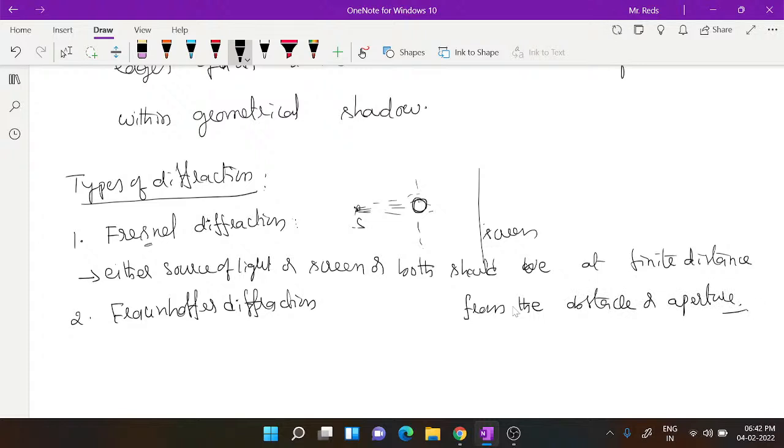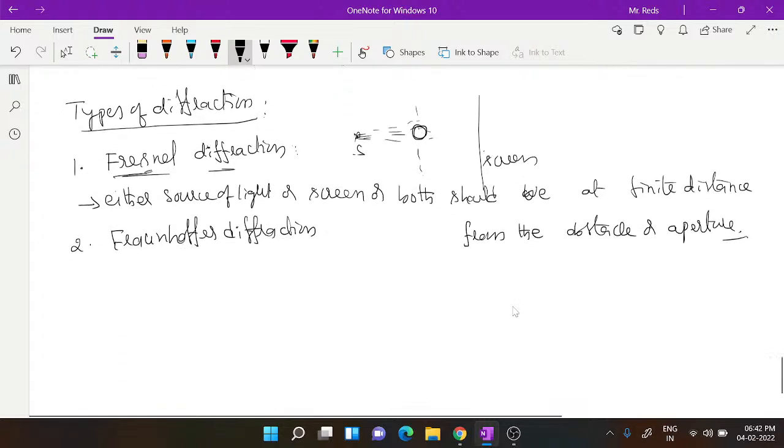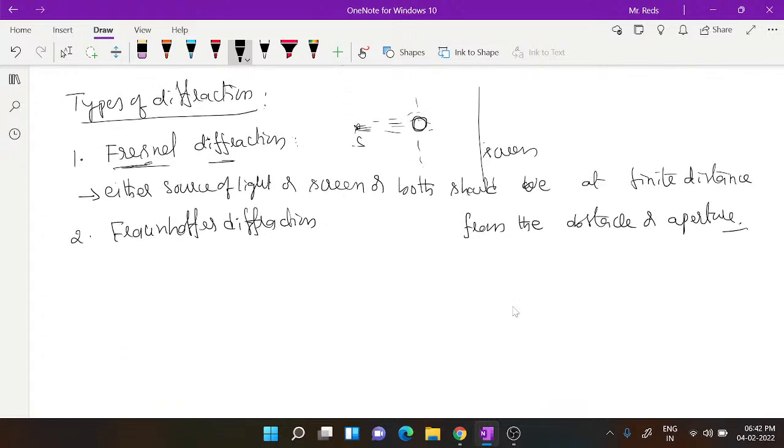Okay, right? So we can say if the source or screen or both are at finite distance, the obstacle or aperture can be called a diffracting device. Such diffraction will be called Fresnel diffraction. Whereas in the other one, Fraunhofer diffraction, the source and screen should be at infinite distance from the diffracting device. For example, if you have an aperture or even a linear slit, the source should be somewhere at infinity.